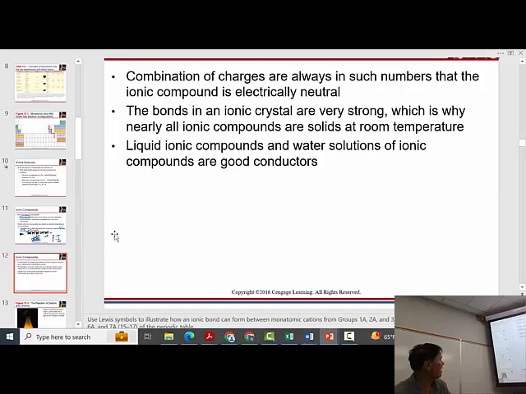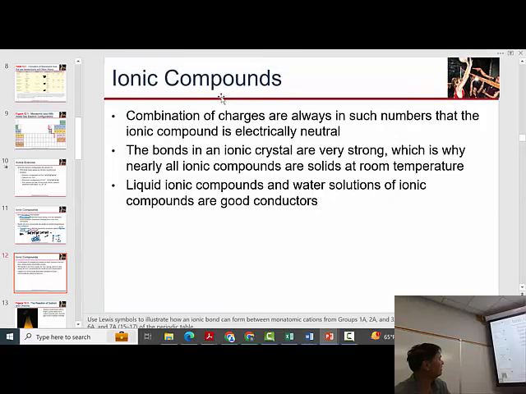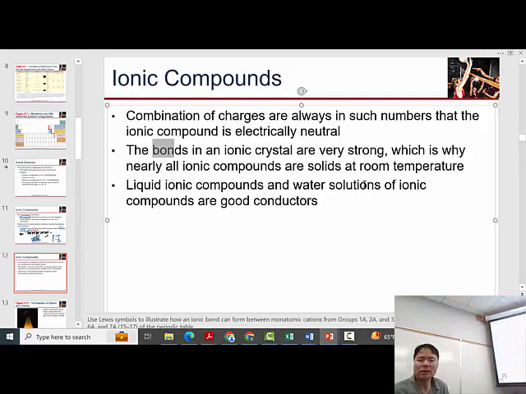And so this is an example of an ionic compound, of course. We need the combination such that these ionic compounds are going to be electrically neutral. The bonds in an ionic crystal are very strong, which is why nearly all ionic compounds are solids at room temperature. In fact, can you think of an ionic compound that's not a solid at room temperature? I can't think of one unless it's quite exotic. Solid, what's the significance of solid? Solid just means relatively high melting point.